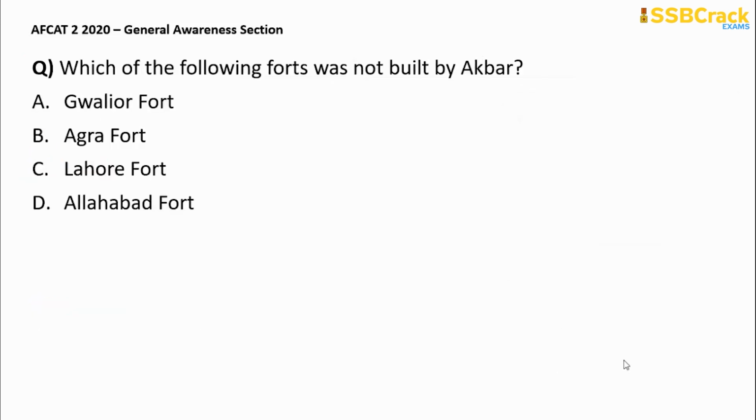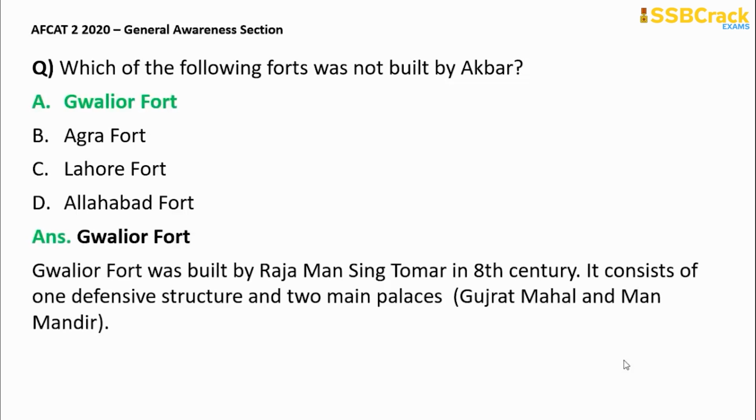Okay. Next question is, which of the following forts were not built by Akbar? Gwalior Fort, Agra Fort, Lahore Fort, Allahabad Fort. So the correct answer is Gwalior Fort was not built by Akbar. Apart from this, Agra, Lahore and Allahabad Fort, Akbar built these forts, and the Gwalior Fort was built by Raja Man Singh Tomar. And Raja Man Singh Tomar, he built this fort in the 8th century, and it consists of one defensive structure and two main palaces, Gujari Mahal and Man Mandir, very famous.